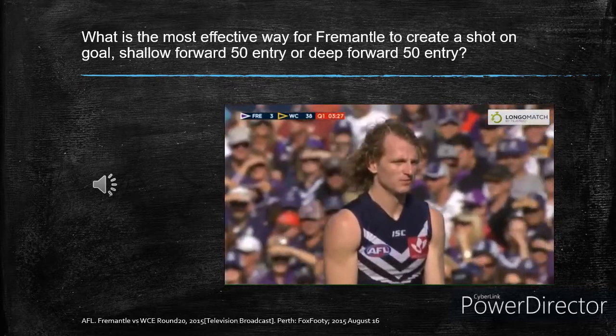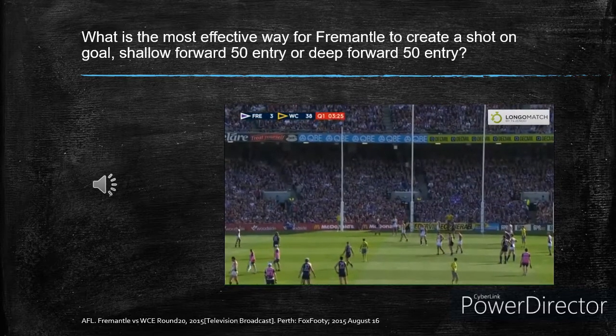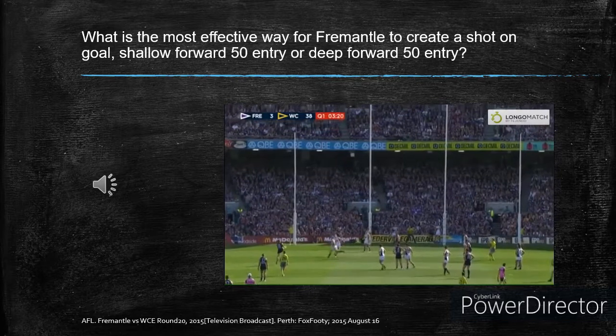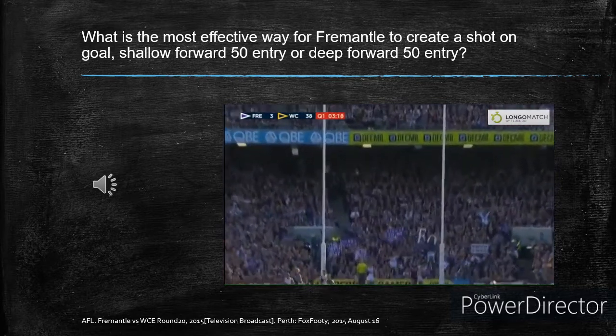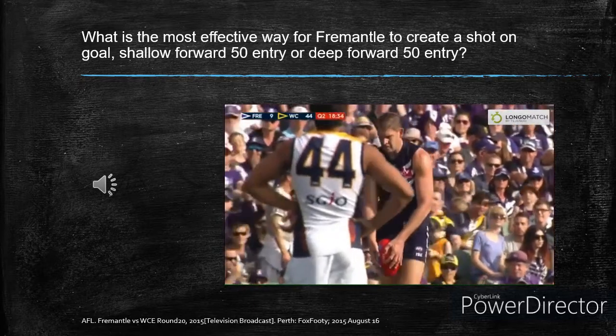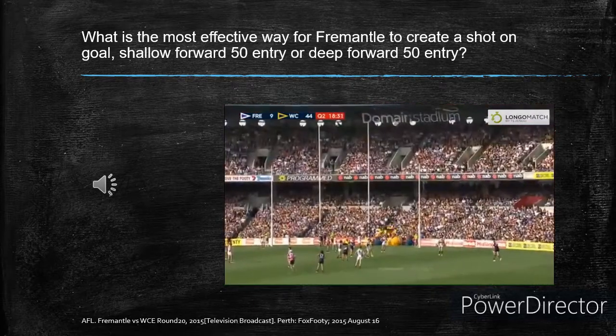However, when comparing with other variables measured, I found deep forward 50 entries from long kicks resulted in shots on goal 42.8% of the time, and shallow forward 50 entries via long kicks dropped to 33.3% of the time.